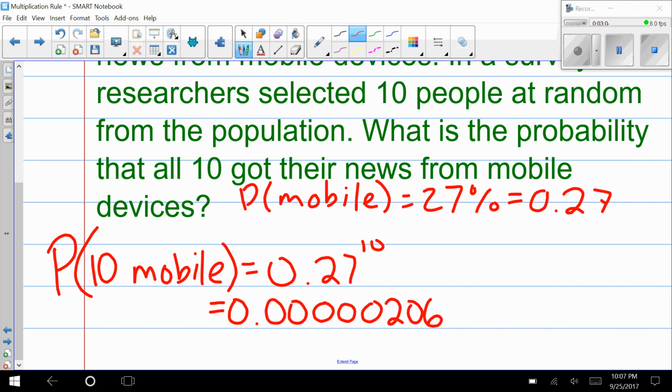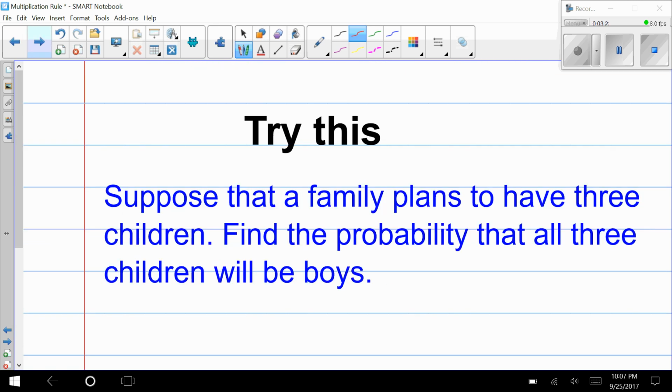Either way, you're going to get 0.000000206. Or if we want to write that as a percent, it would be 0.0000206%. That is a very, very small number. That means that it's extremely unlikely that those 10 people will all have said that they got their news from a mobile device.